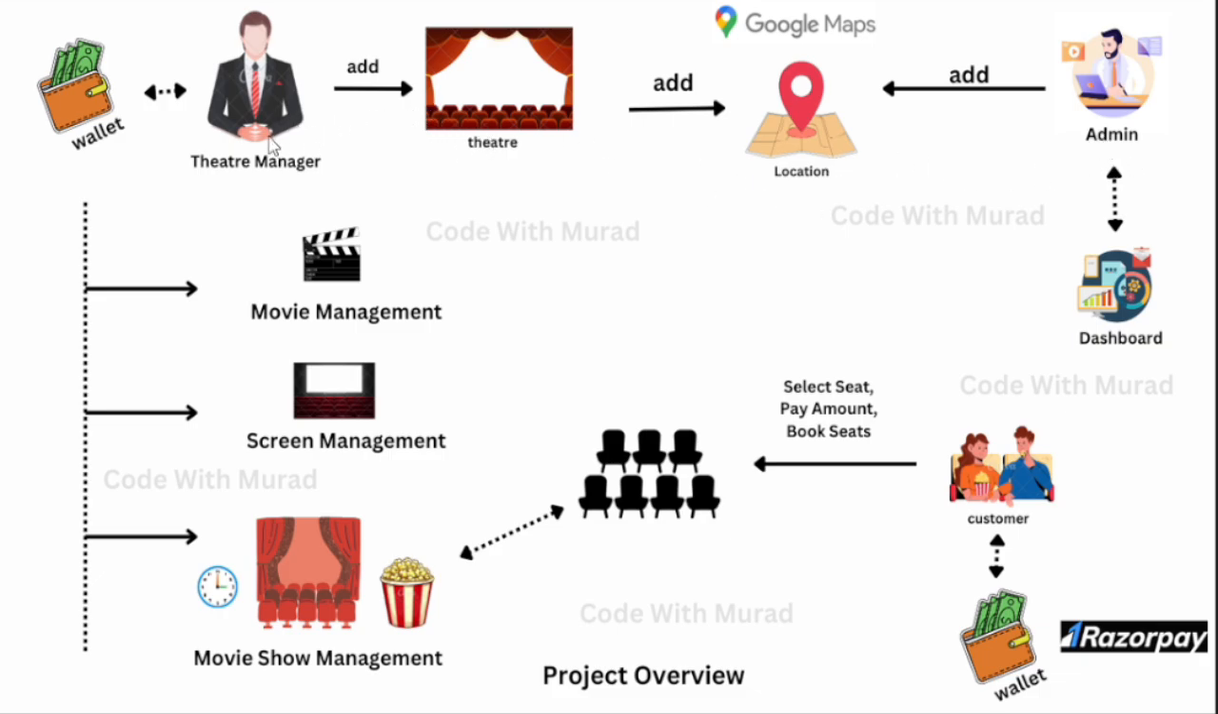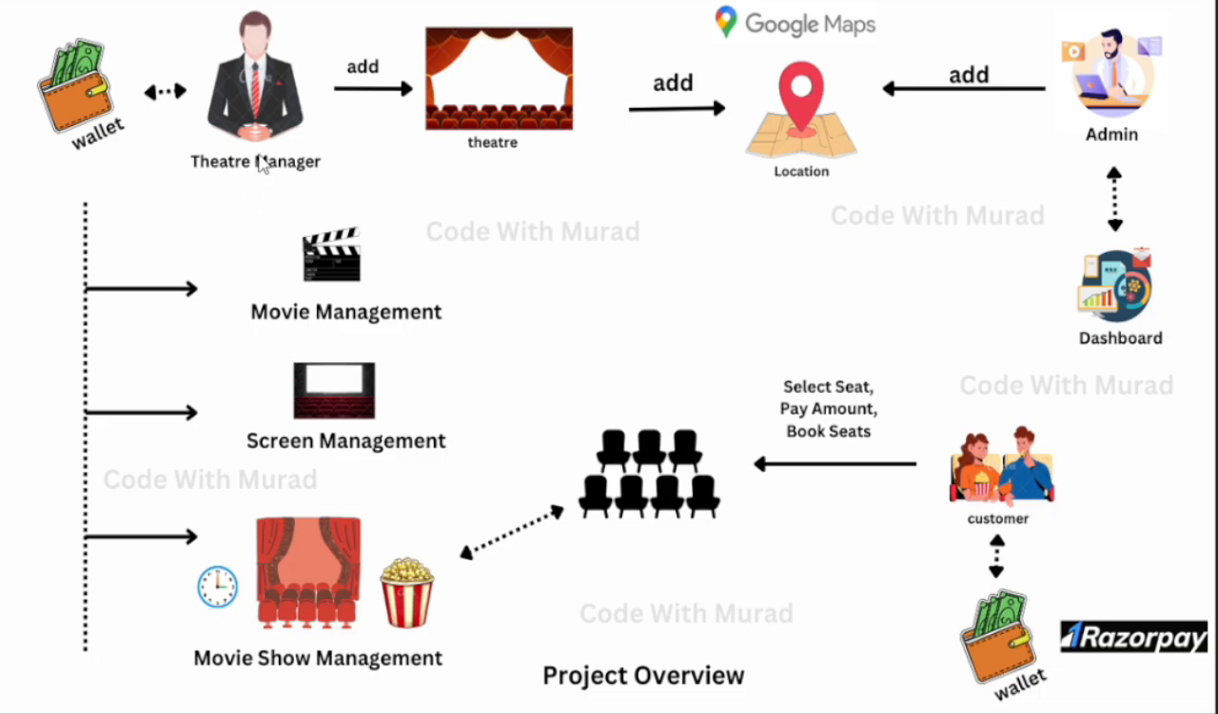Now this theater manager can add the movies into the system, and basically he can perform all the movie management by adding the movie, updating the movie, and deleting the movie. Then after that, for the theater, the next important thing is the theater screen also. So in the theater, multiple screens can also be there, right? So the theater manager can add multiple screens to the system. He can delete, he can update the screen.